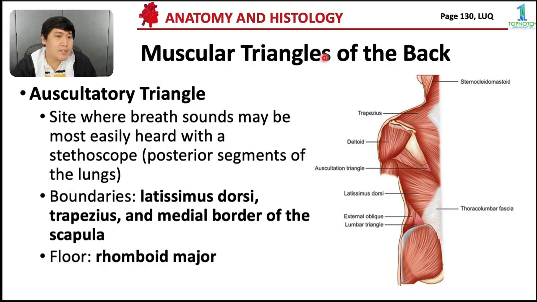Okay, so muscular triangles of the back, no? So, you still have further triangles. In the back, you have the auscultatory triangle. It is bounded by the latissimus dorsi here, the medial border of the scapula, and the trapezius. So, it is a site where breath sounds can be easily heard. That's why it's named auscultatory triangle.